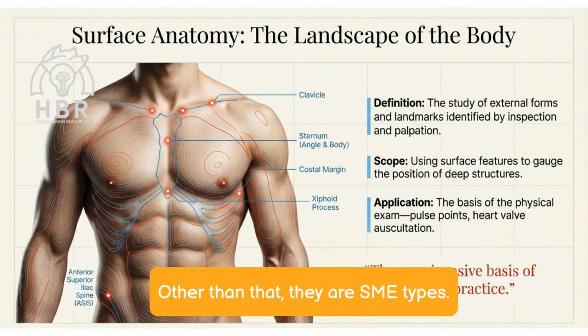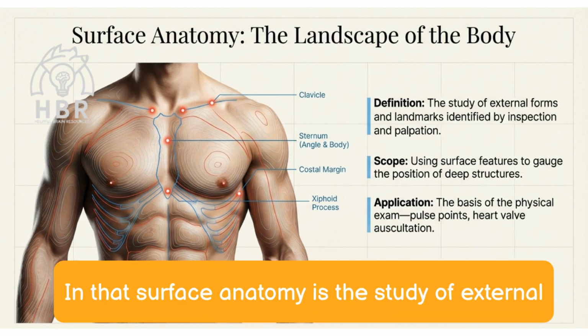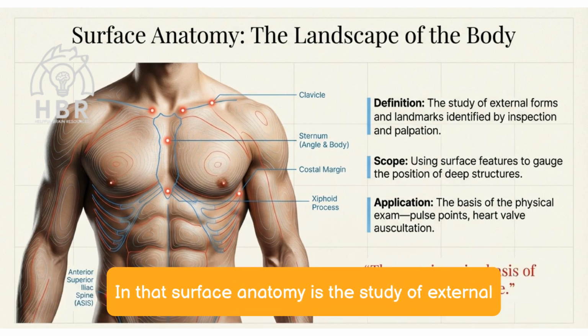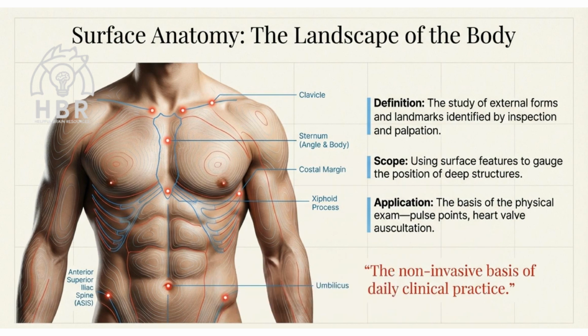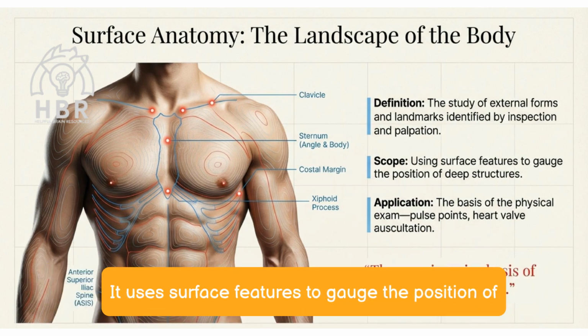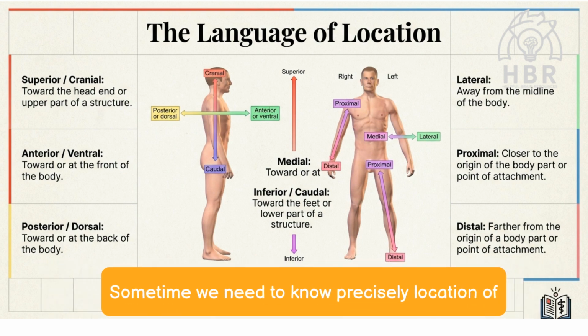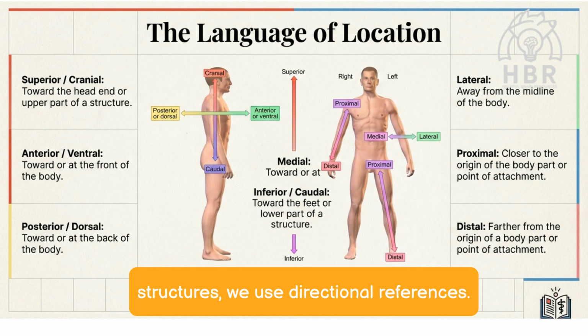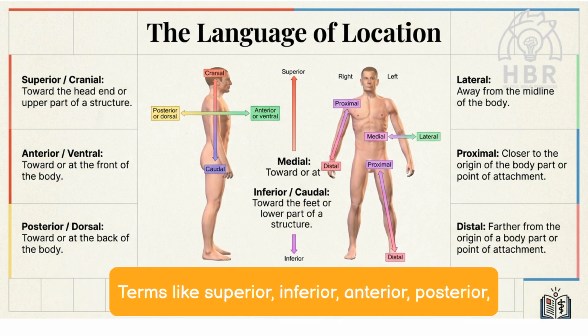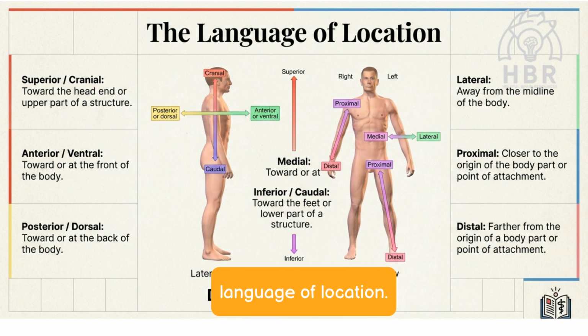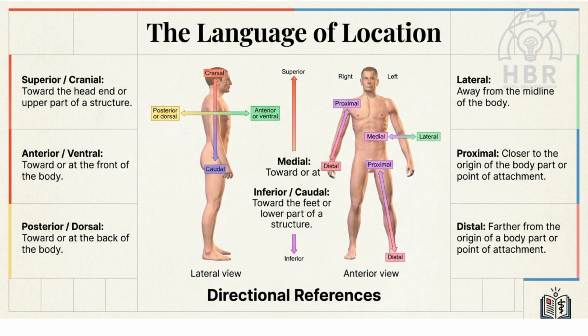Other than that, there are some types, in that surface anatomy is the study of external forms and landmarks. It uses surface features to gauge the position of deep structures and forms the non-invasive basis of daily clinical practice. Sometimes we need to know the precise location of structures. We use directional references. Terms like superior, inferior, anterior, posterior, medial, lateral, proximal, and distal provide the language of location. These help to identify location for medical identifications.